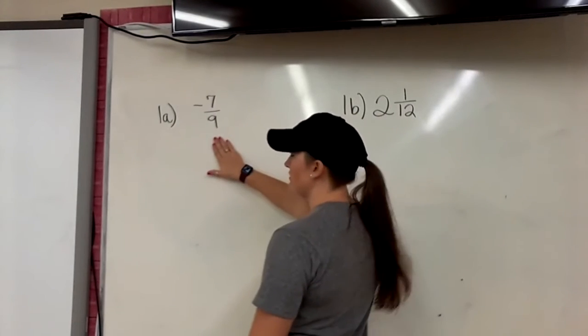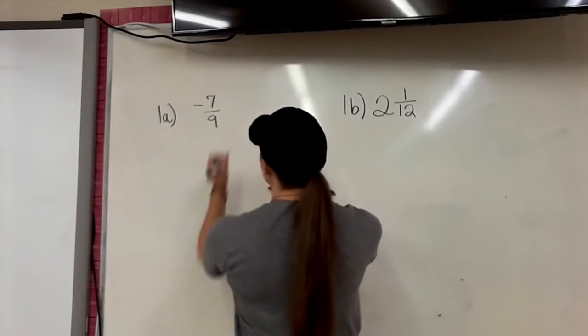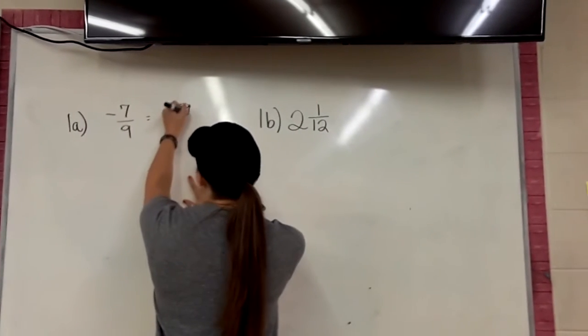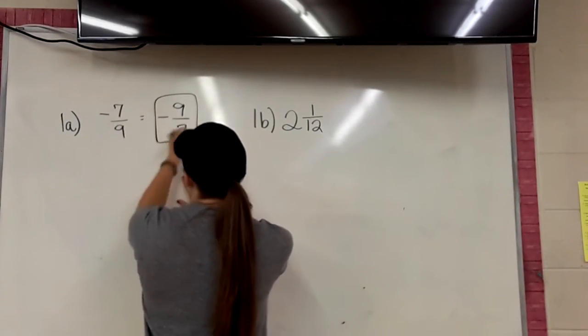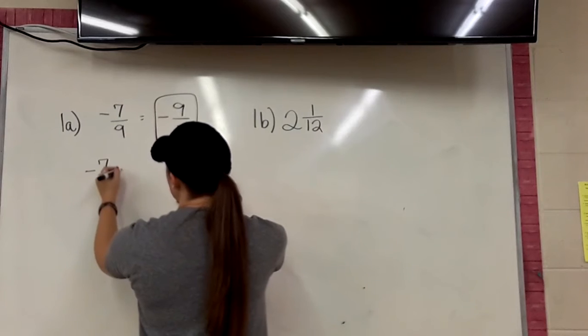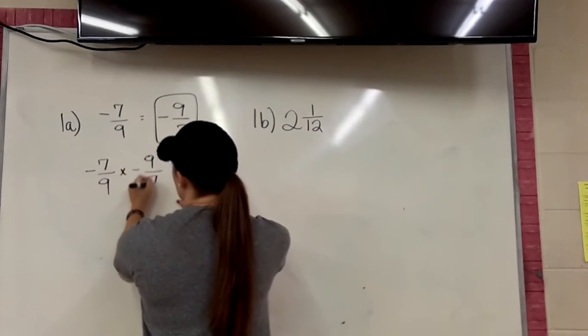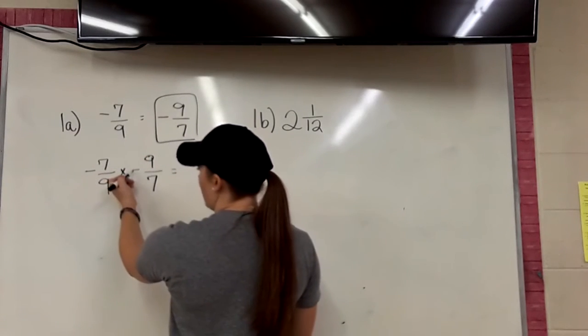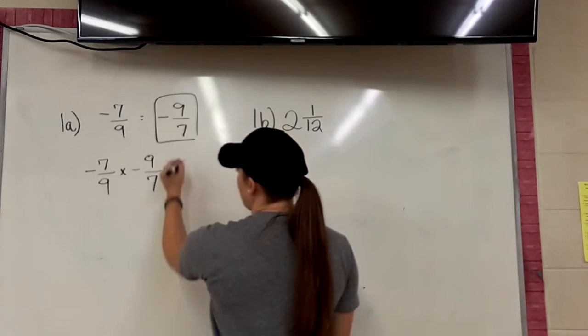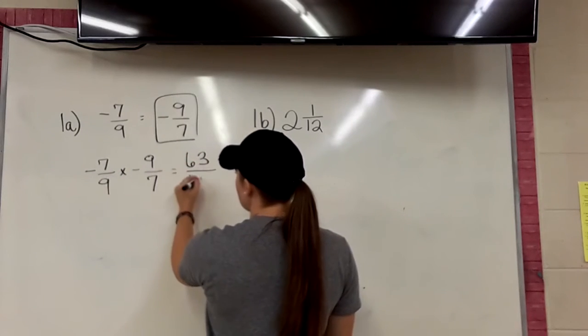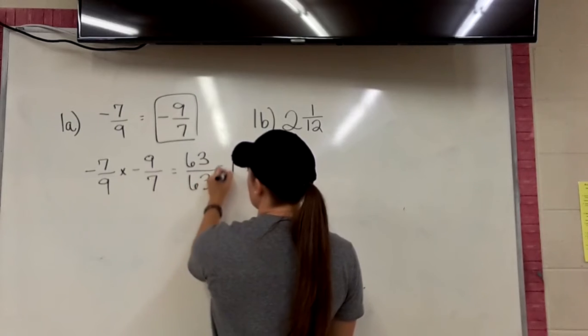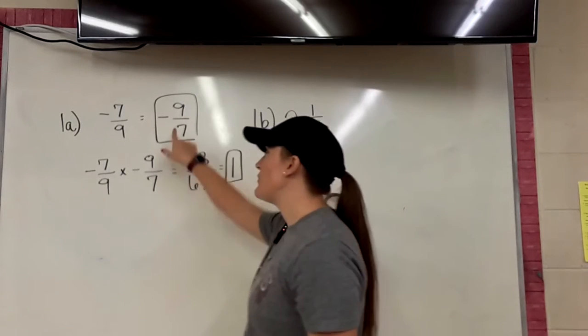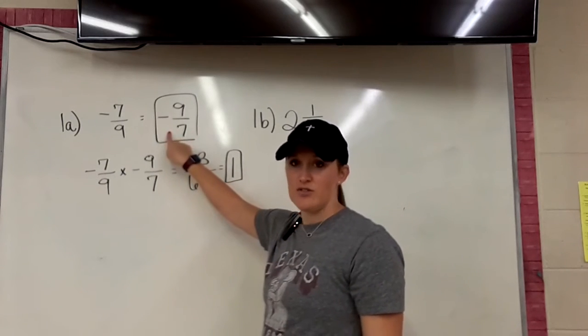So the multiplicative inverse of negative 7 over 9 is negative 9 over 7. You keep it negative because if we were to multiply these, a negative times a negative is positive. 7 times 9 is 63. 9 times 7 is 63. 63 divided by 63 is 1. So that's how we know that negative 9 over 7 is our answer.